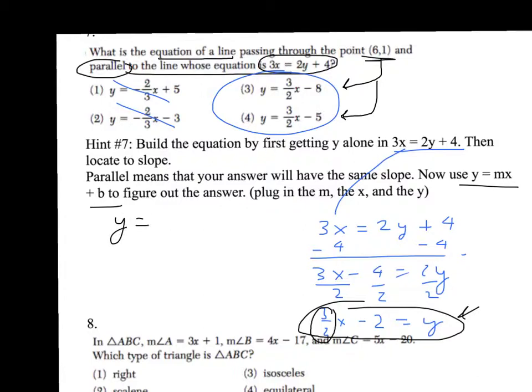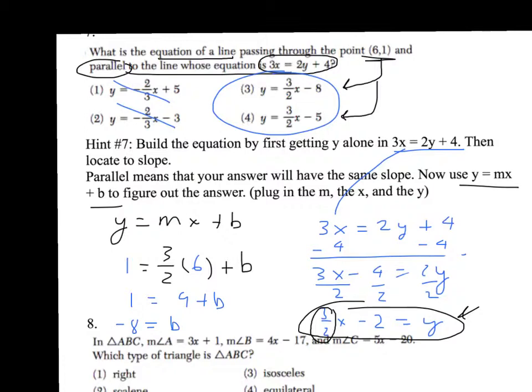So if you have y equals mx plus b, and we know the slope has got to be 3/2, and from the information that's given to us at the very beginning, we know that x is 6 and y is 1. We can use that information to help us find out what b is. So we've got 3/2 times 6. Well, 3 times 6 is 18. 18 divided by 2 is 9. So we get 1 equals 9 plus b. Subtract 9 from both sides, and b equals -8. So the correct answer would have to be choice 3.